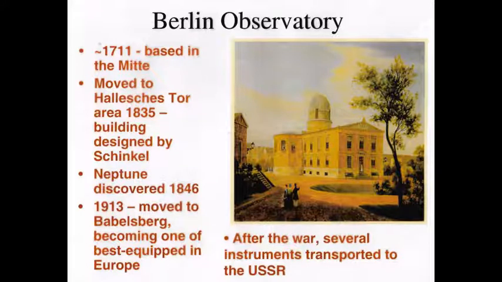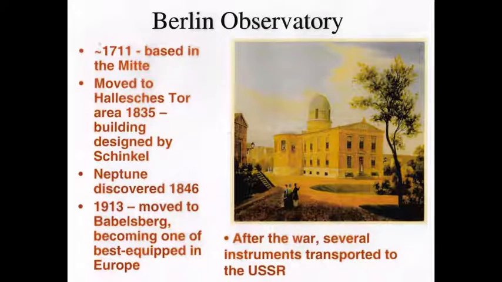And it was designed by Schinkel. Schinkel is a well-known architect in Berlin. He designed many of the buildings on the Unter den Linden. Neptune discovered 1846. I'll be talking about that later.